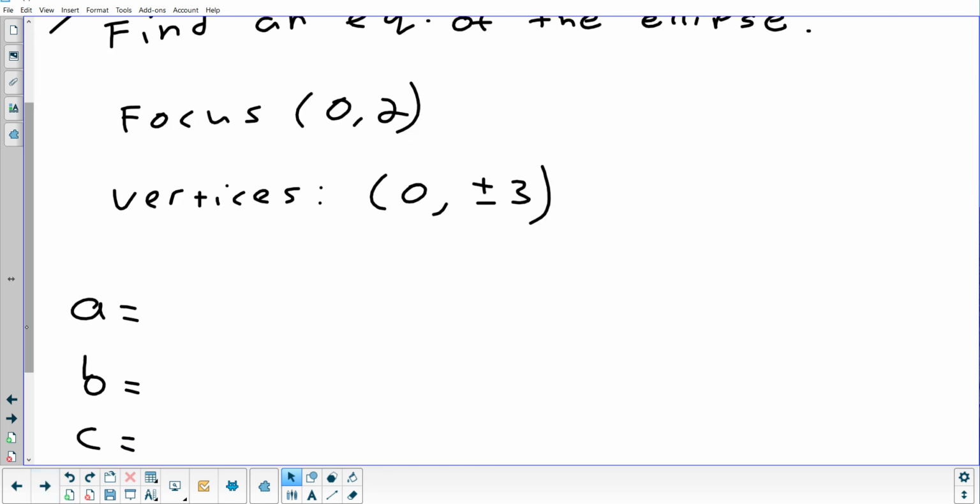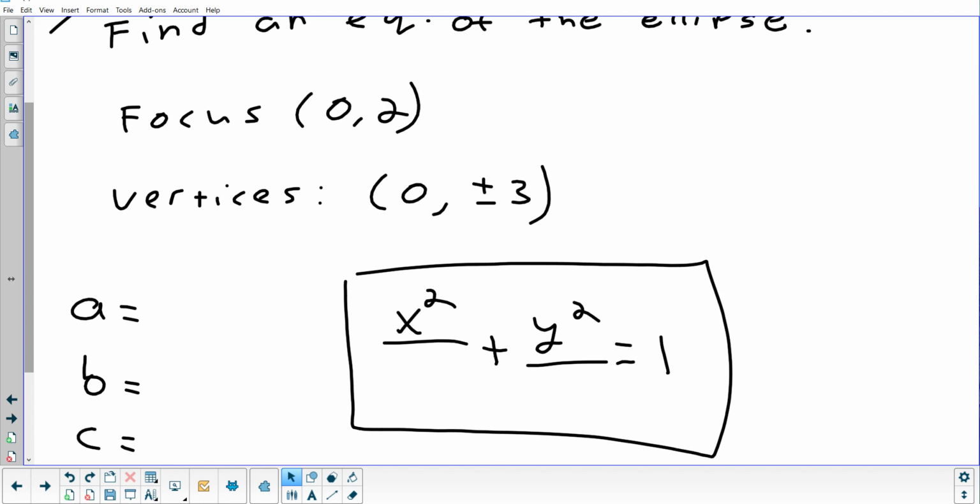Well, let's set up what we can first. What's it going to be equal to? 1. What's going to be on the left side? X squared and then what? Over something. Yep. Plus y squared divided by something. So we can set all that up. We just have to figure out these two numbers.